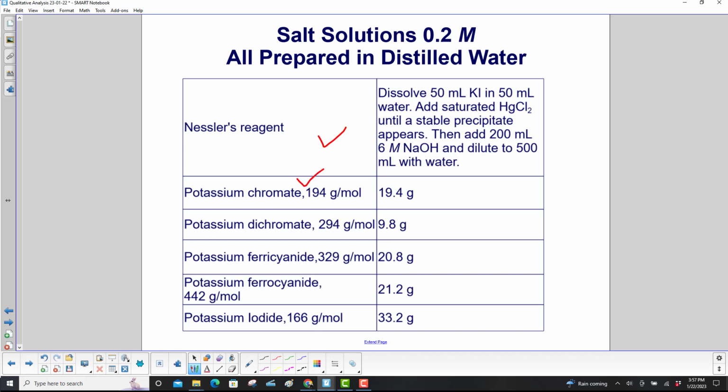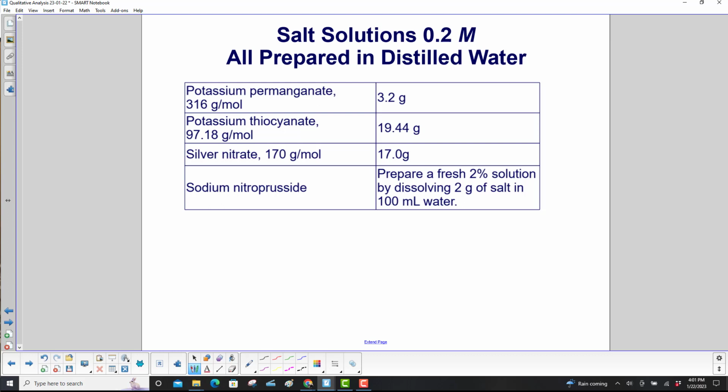Potassium chromate, 194 grams per mole. Use 19.4 grams. Potassium dichromate, 294 grams per mole, use 9.8 grams. Potassium ferricyanide, 329 grams per mole, use 20.8 grams. Potassium ferrocyanide, 442 grams per mole, use 21.2 grams. And finally, potassium iodide, 166 grams per mole, 33.2 grams.